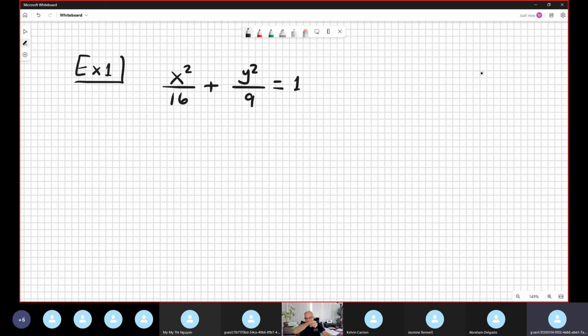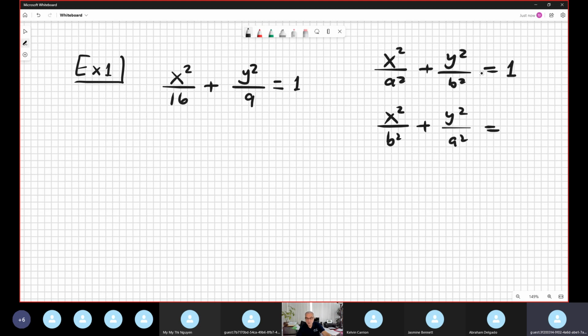I remember my formulas for the ellipse are x squared over a squared plus y squared over b squared equals 1. Another possibility is x squared over b squared plus y squared over a squared equals 1. So how do you know? Well, in this case you have two numbers, 16 and 9. It's obvious that a squared is 16, because 16 is the bigger one. Therefore, a alone is the square root of 16, in this case 4.